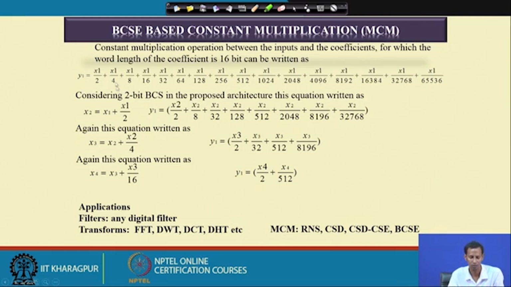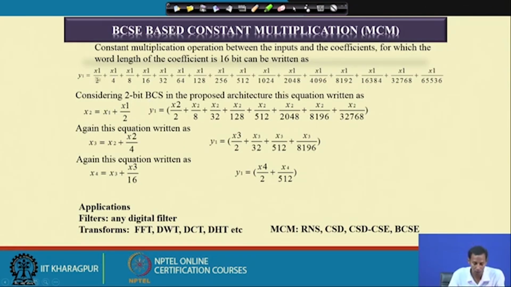So, instead you can also take x1 by 2 plus x1 by 4. That is not a problem. It depends upon which common sub expression you want to take common. As we are considering only 2 numbers over here, they differ by their positions: this is the 2 to the power minus 1 position, and this is the 2 to the power minus 2 position. That is why we are considering a 2-bit binary common sub expression.